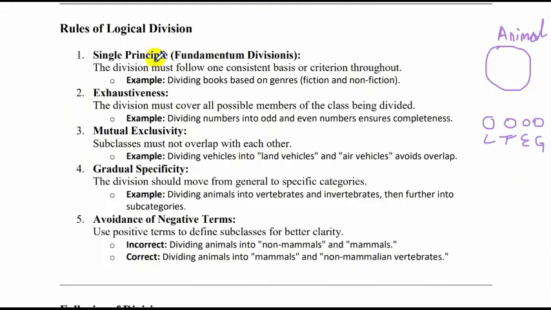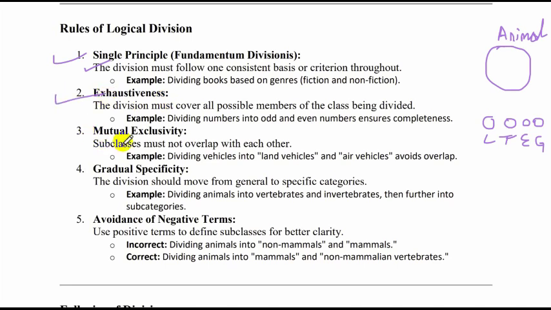Let's look at the rules of logical division. One is single principle. This is fundamentum divisionis. The division must follow one consistent basis or criterion throughout. Example, dividing books based on genres, fiction and non-fiction. So the first rule of logical division is that the division has to follow one consistent method or basis or criteria for the division.